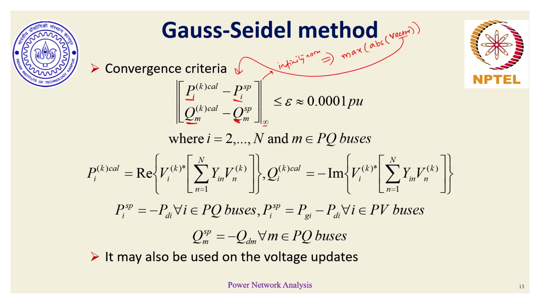If the maximum absolute value of the vector is less than a particular tolerance, which is a numeric tolerance, we say that the method has converged, the solutions have now been obtained, and for different buses, the corresponding specifications are all defined. The same convergence can also be used for checking whether the difference in voltage magnitude of a particular bus between two recursive iterations is less than some epsilon or not. And this needs to be checked for all buses in order to ensure this convergence criteria.